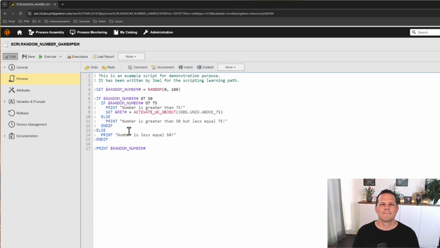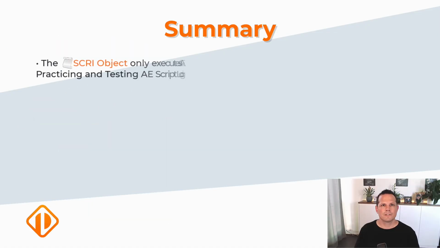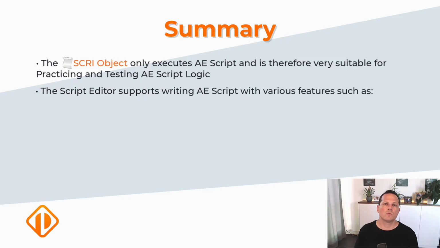All clear now? Then let's summarize everything once more. The scree object only executes AE script and is therefore very well suited for practicing and testing various AE script logic. The script editor supports writing AE script with various features like syntax highlighting. That's the mode where different elements are marked using different colors. Auto-completion is there for automatically writing out commands, functions, and also variables.